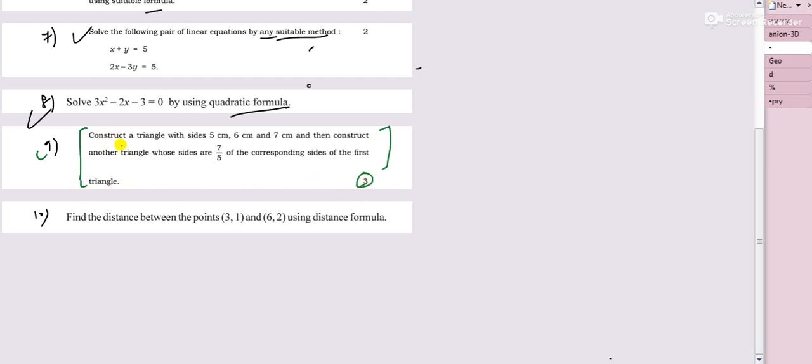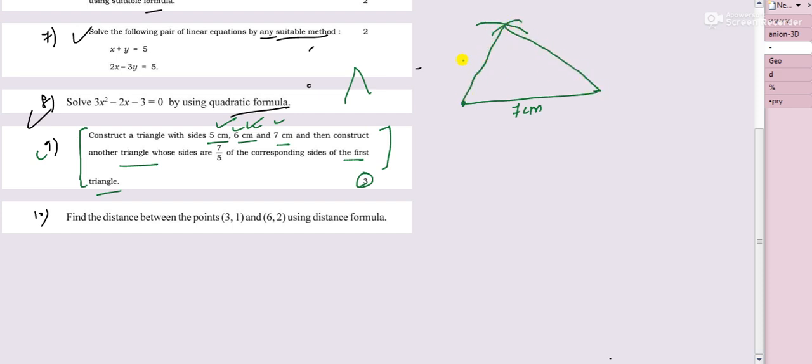See, what is the question? Construct a triangle with sides 5, 6 and 7 centimeters, and then construct another triangle whose sides are 7 by 5 of the corresponding sides of the first triangle. So what you have to do, you have to draw a triangle of 5, 6, 7 centimeters. So take 7 as the base, the bigger value you can take here, 7. Then take the compass, cut an arc of 5 centimeters from this side and 6 from this side. So it will be like this, isn't it? So this is 5, this is 6 and this is 7.